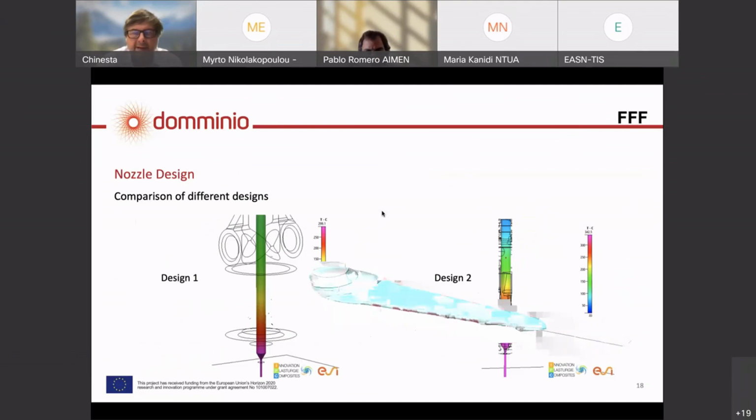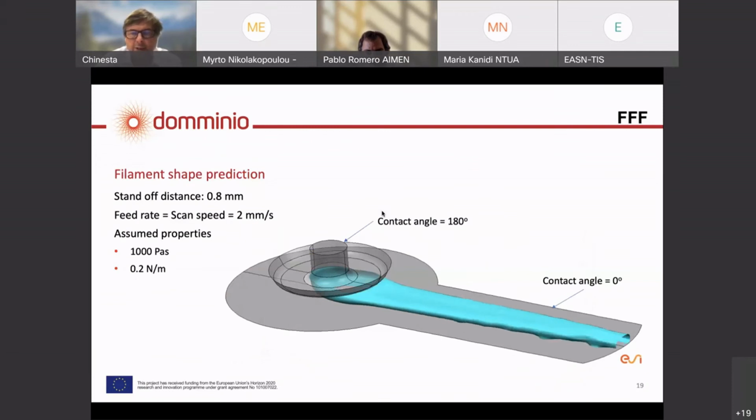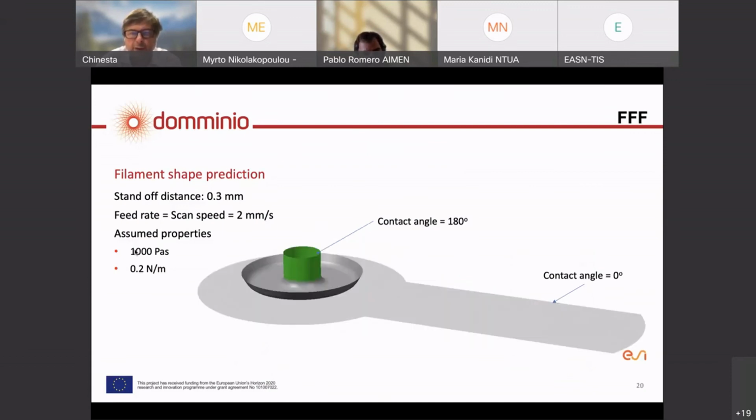We start the simulation, in that case, of the filament injection by using different gaps between the nozzle and the substrate and different scan speeds. And obviously, for given properties, viscosity, etc., we could have the first simulations that should be refined, obviously, but this is the first simulations about the deposition process.